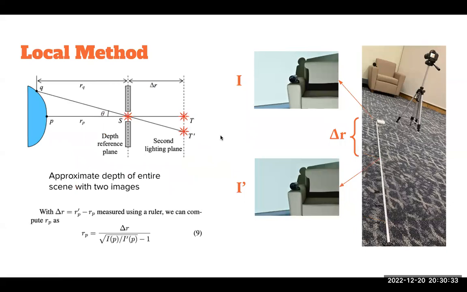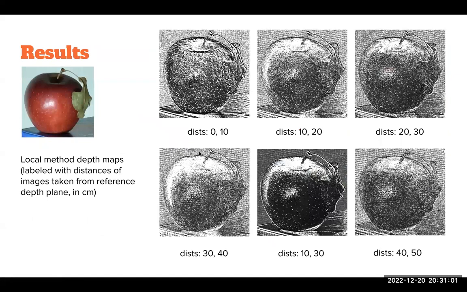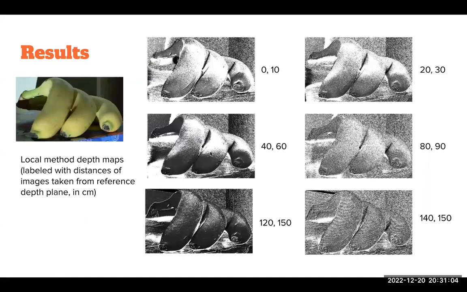Basically, if I have two of these images, then I can recover pixel-wise depth for every single pixel in the image using the light fall-off distance relationship we described earlier. If I know the intensity of the object in two different configurations, as well as how far I move the projector between these two configurations, then I can solve for the depth of the pixels in one of these configurations, which is called a local method. So here are some different depth maps I recovered for an apple and a banana. These numbers describe how close the projector is to the object in terms of some reference depth plane.